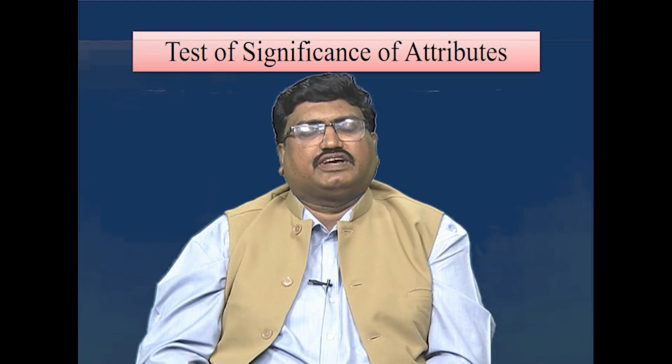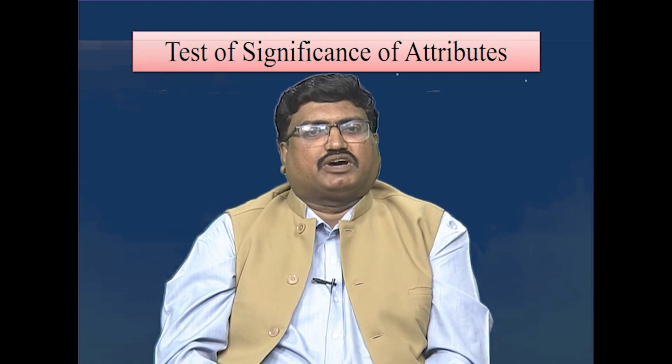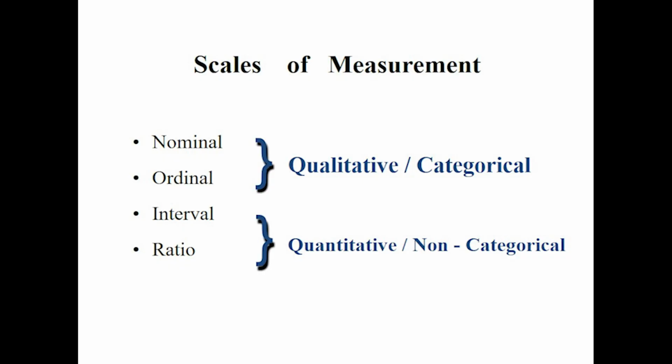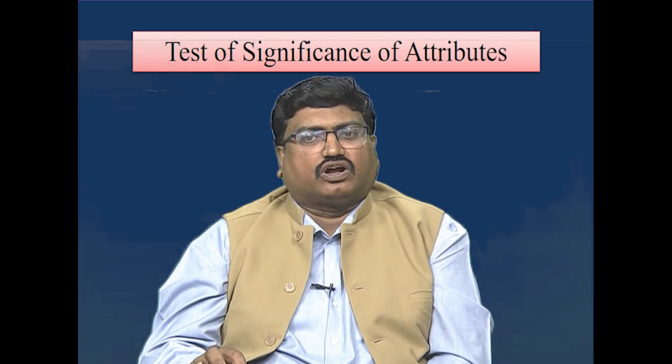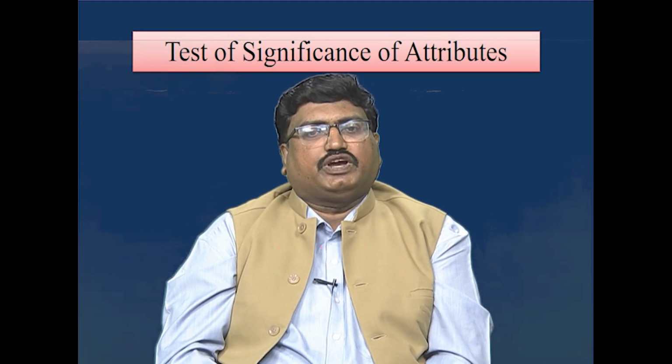So what is this thing? Before we go further, let us summarize nominal and ordinal. We have what is called qualitative, which is the categorical data, or we have interval and ratio, which is called quantitative, or non-categorical data. Please remember the scales of measurement, because in the previous video we discussed what is parametric and what is non-parametric test.